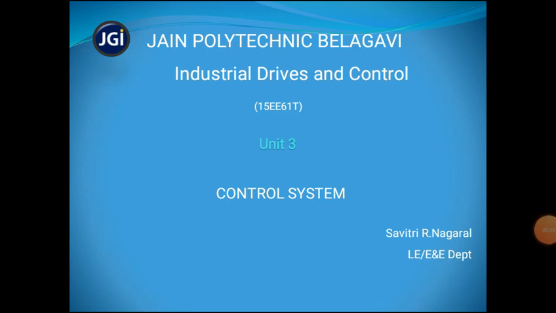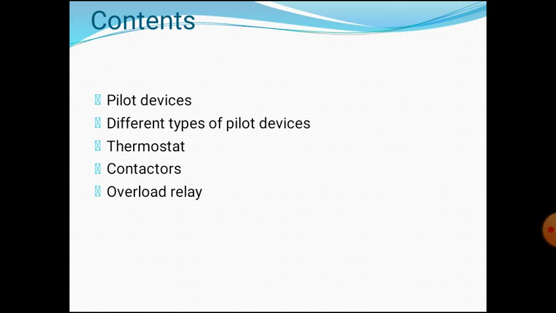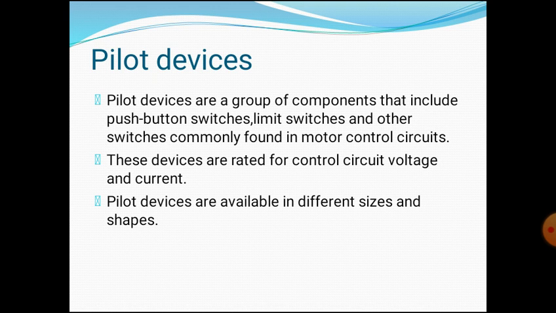In last session, we have studied Unit 3 Control System. In that, we have studied definition of control system, types of control systems, difference between the control systems, and all. And in this session, we are going to study the continuity of control system. It contains pilot devices, different types of pilot devices, thermostat, contactors, overload relay.